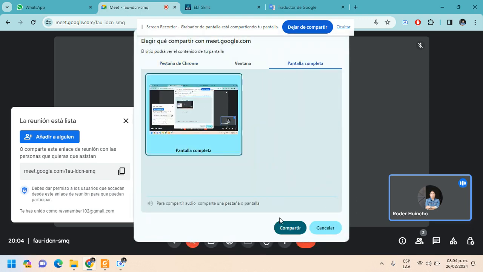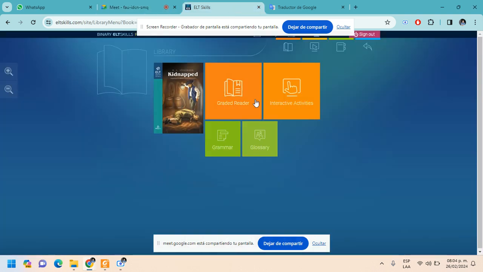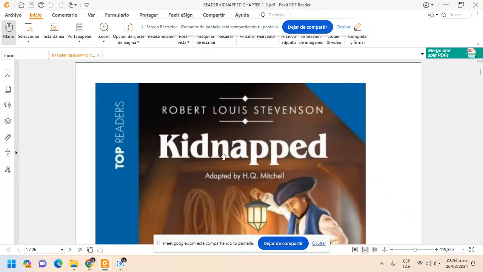Okay, good evening, students. Today we are going to start with a new material, the Grader Reader. The name of this book is Kidnapped, okay? Well, it's not a real book, no? It's an adaptation. It's a short version because, you know, sometimes novels are very long.